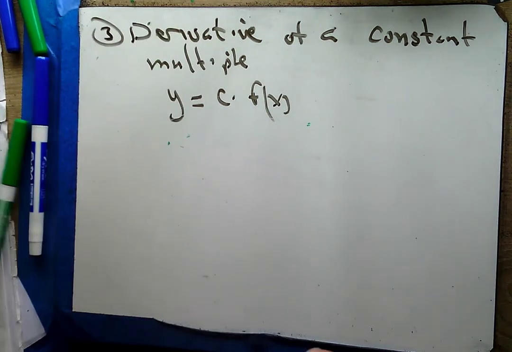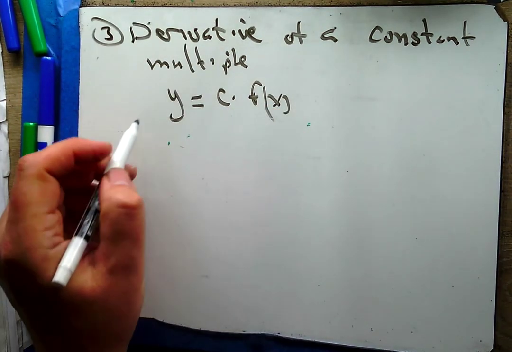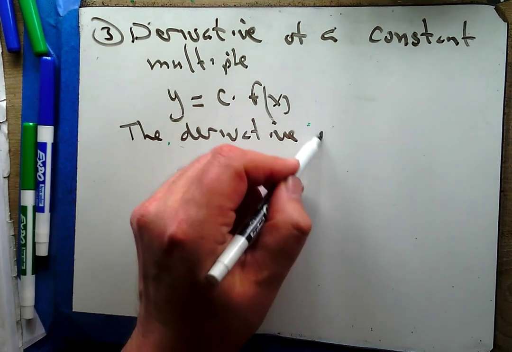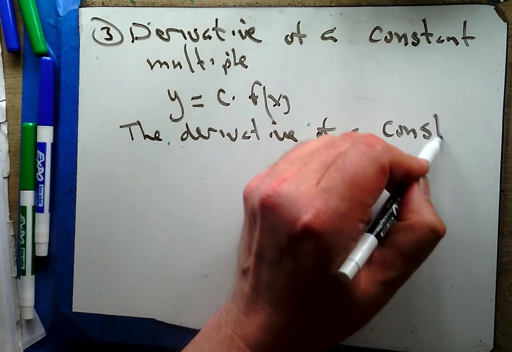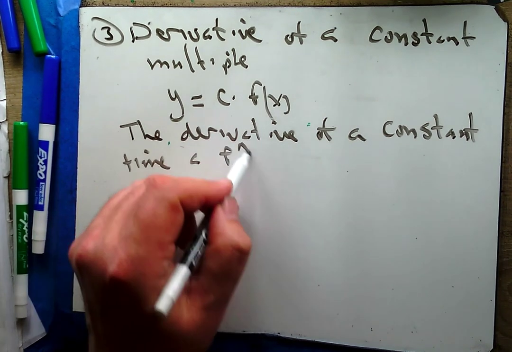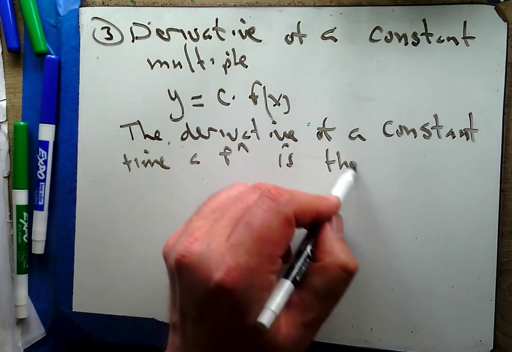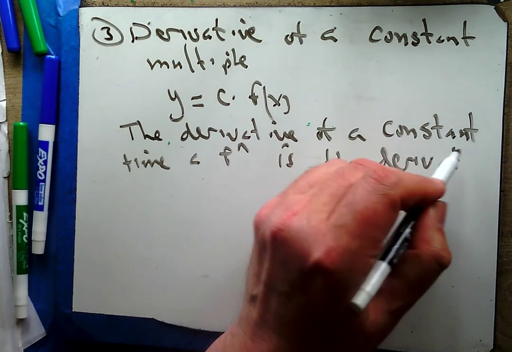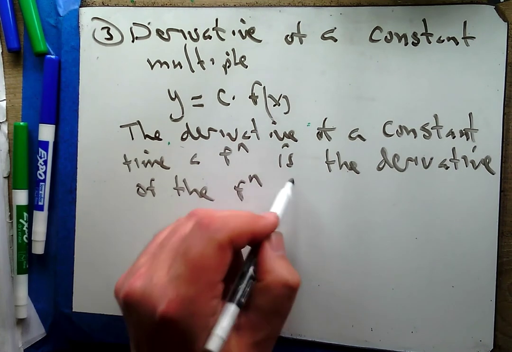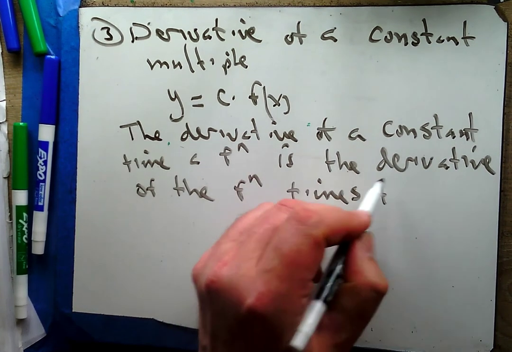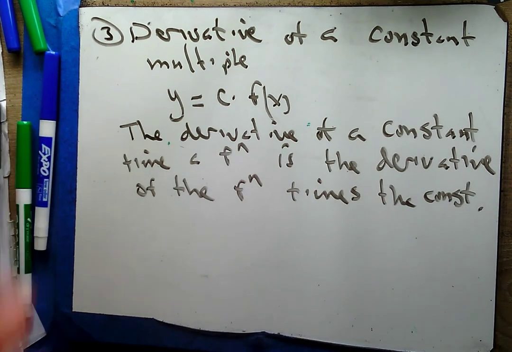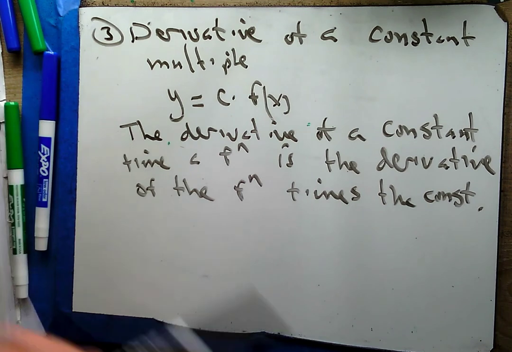Not that pen. How about this one? The derivative of a constant times a function is the derivative of the function times the constant. Okay, that's rule 3. How about rule 4?